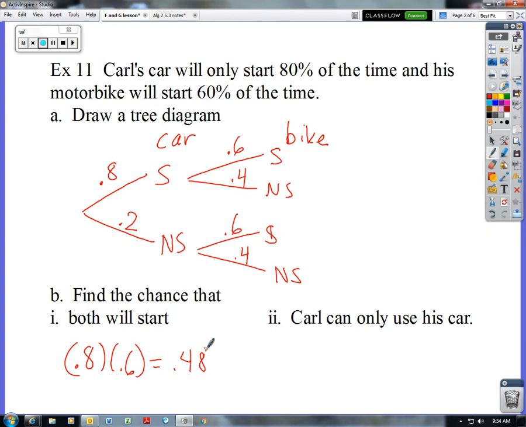Second question, Carl can only use his car. So that means that if he can only use his car, then what happened to his bike? Well, it didn't start. So this means that the car will start and his bike will not start. So that's going to be car starting and bike not starting. It's going to be this branch right here, 0.8 times 0.4, and so that's 0.32 or 32% of the time.